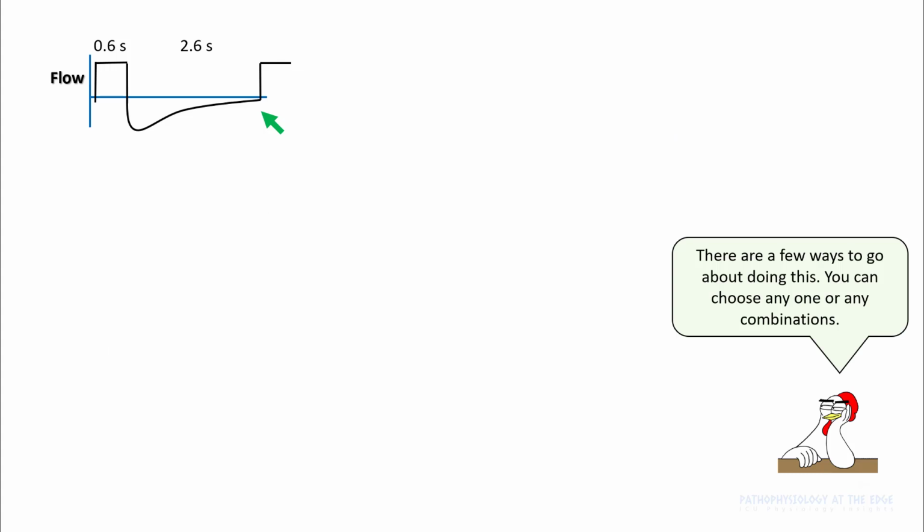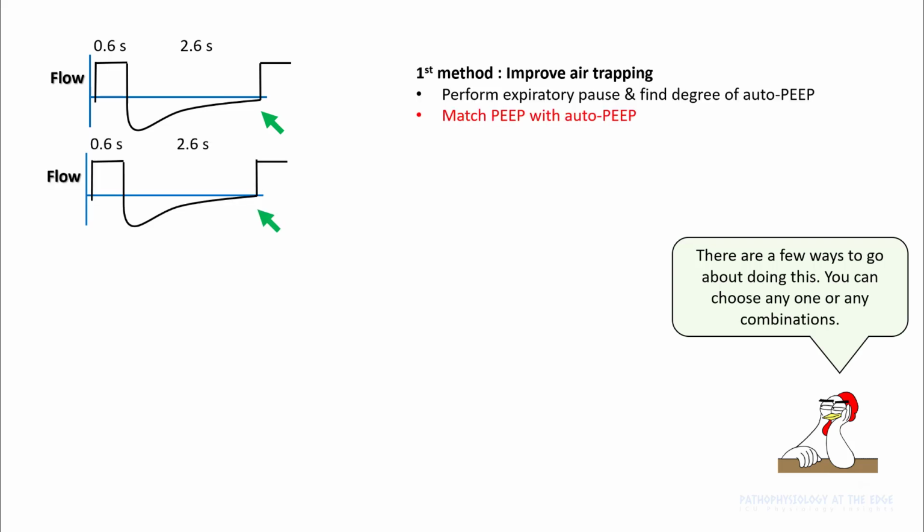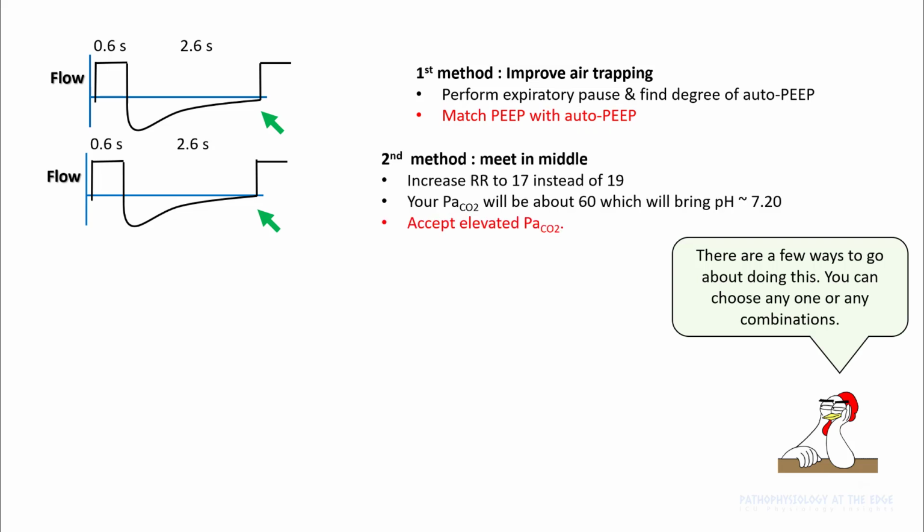Now you can do a couple of things after this, and you can certainly choose any one of these combinations that we talk about. First method to improve air trapping is to perform the expiratory pause, find the degree of auto PEEP, and try to match PEEP with auto PEEP. I have discussed this in great detail in our ventilator lectures. Feel free to go ahead and review them. Second method is to meet in the middle. Instead of 19, just increase your rate to 17.